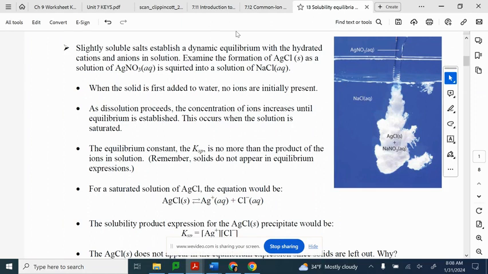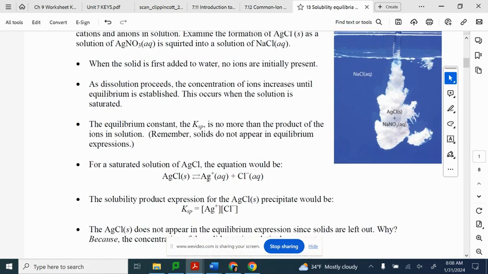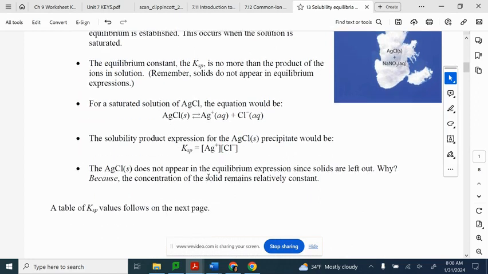Okay, so when we're calculating these KSP values, those solids are not going to appear in the equilibrium expression. They don't do that for this or anything else, in fact. So when you're trying to figure out the solubility expression, this is what that's going to look like. Okay, the AgCl is not going to appear in there because that's a solid, because the concentration of those solids is going to remain relatively constant.